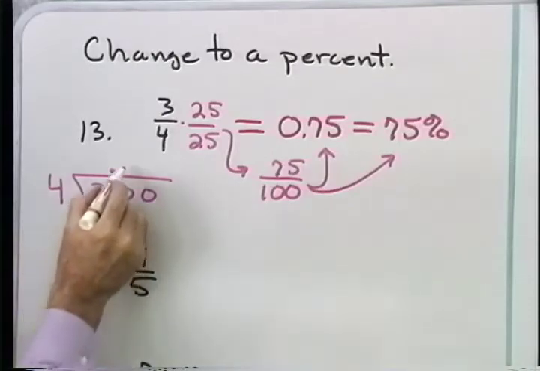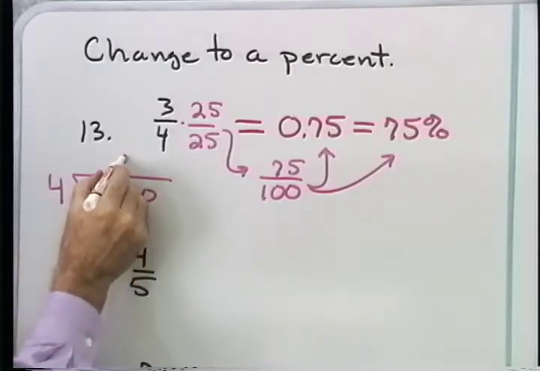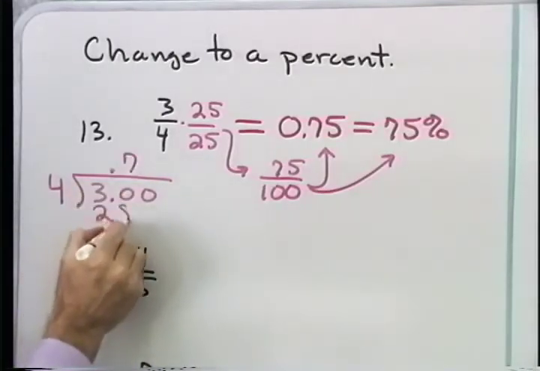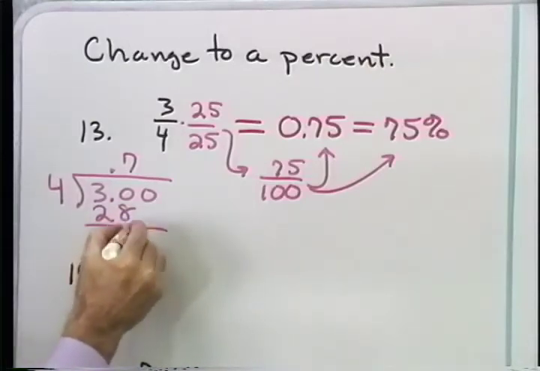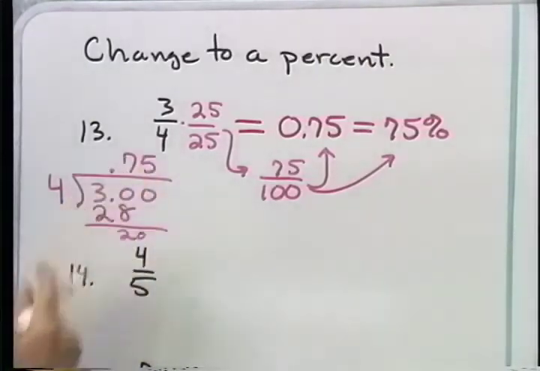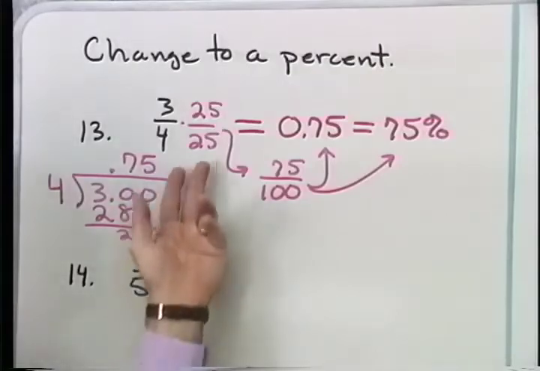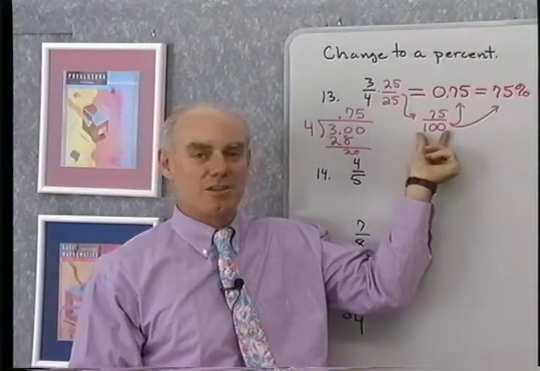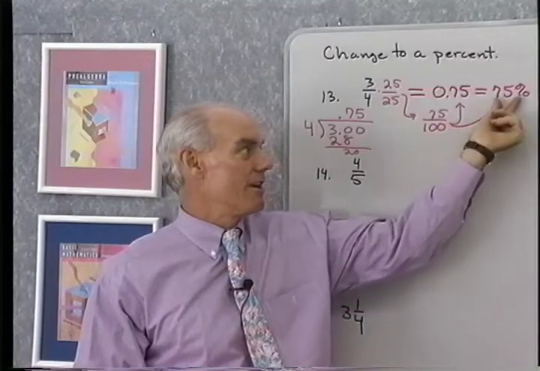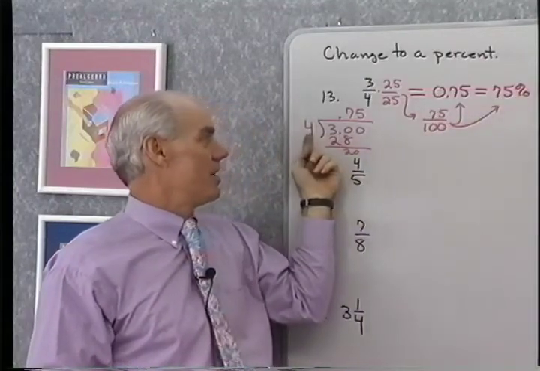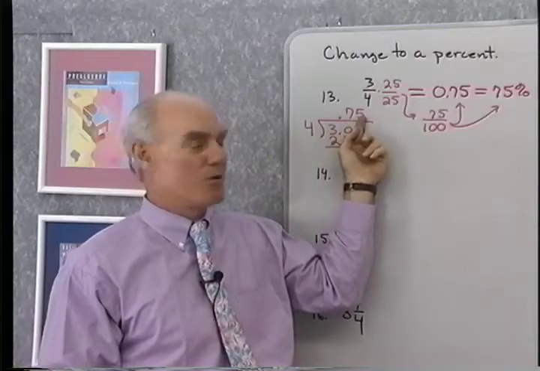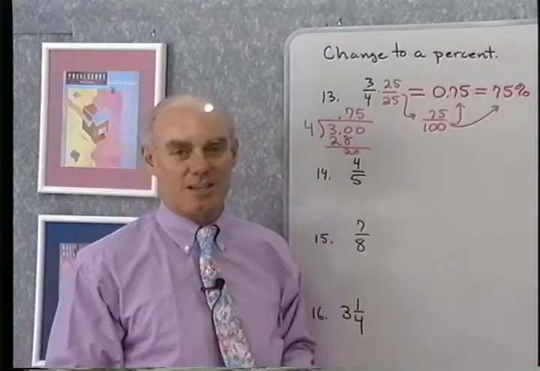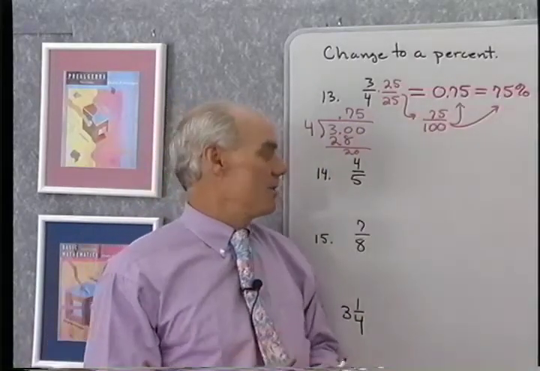4 goes into 30. Let's see, 7 times. 7 times 4 is 28. Subtract, I get 20. 4 goes into 20 5 times, so 0.75. A couple of different ways to do a problem like this. I can multiply numerator and denominator by 25, change to this fraction over 100. That's 75%. Or I could divide the denominator into the numerator and actually get 0.75 and then just change that to 75%. We improvise a little bit.